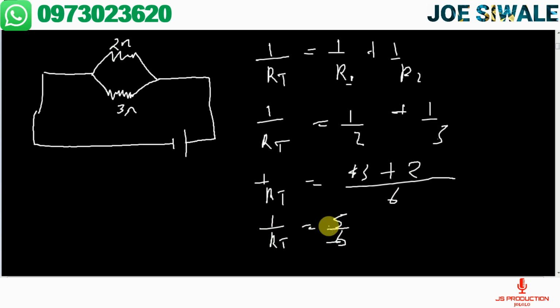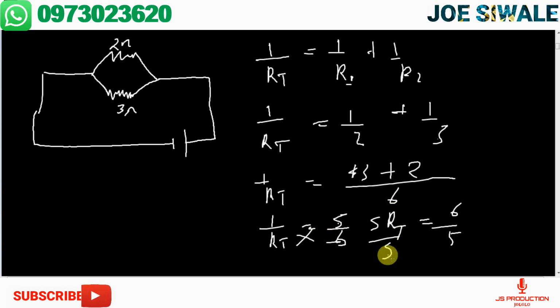And from this we can cross multiply, and if we cross multiply, we're going to have RT multiplied by 5. So we're going to have 5 RT is equal to 6 multiplied by 1, that's 6. So for me to calculate the total resistance, divide by 5 here, divide by 5. So my total resistance is going to be 6 divided by 5.